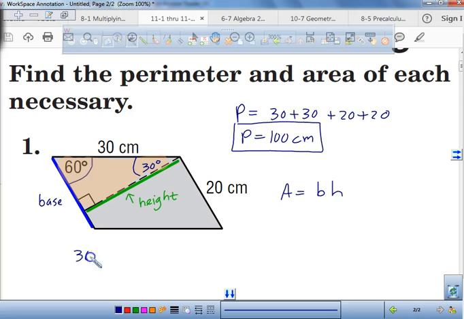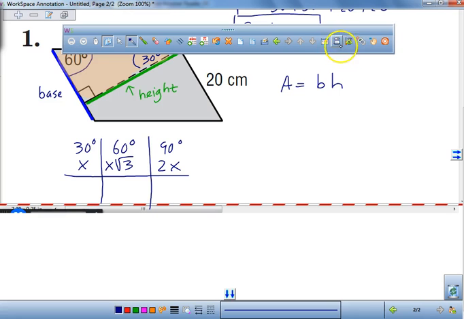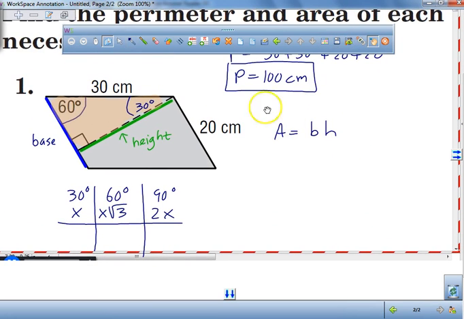So we're going to write 30, 60, 90, x, x radical 3, 2x. So we're going to write all this down. We're going to practice it over and over and over again until it becomes second nature.